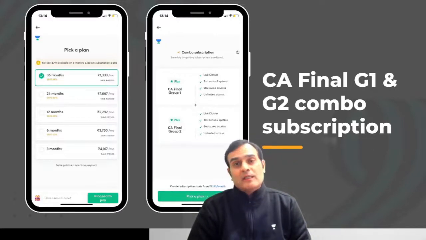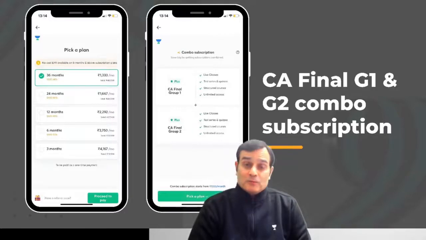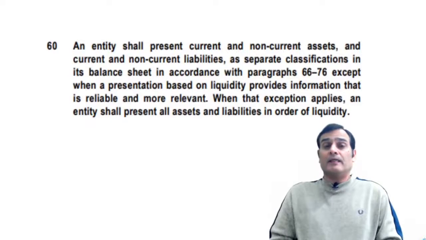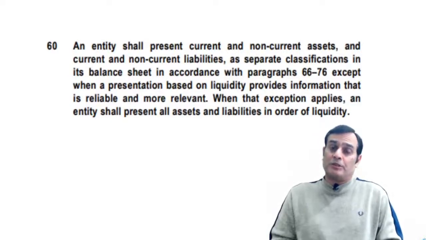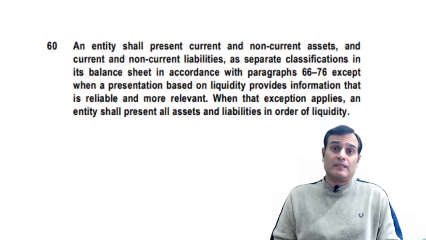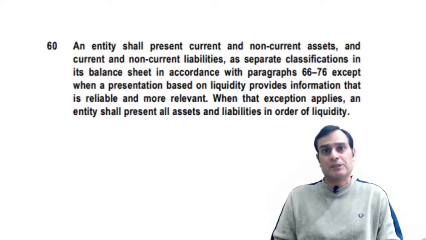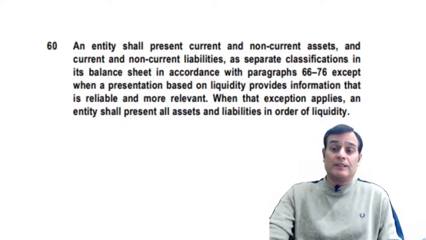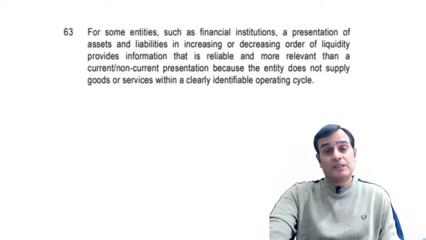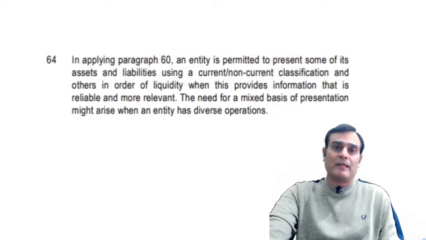So what are you waiting for? Let's crack it. There are a couple of paragraphs given in the standard, that is Ind AS 1, which discuss the concept of the current as well as non-current distinction. Typically there is para number 60, as you can see, then para number 63, and para number 64.